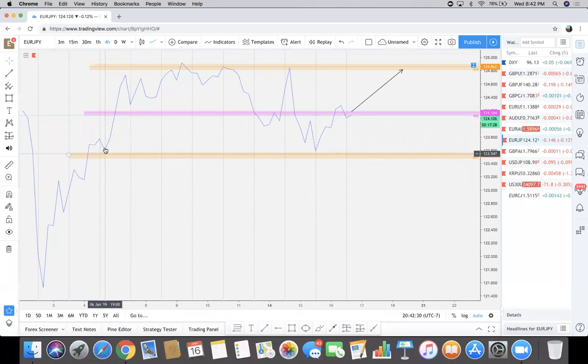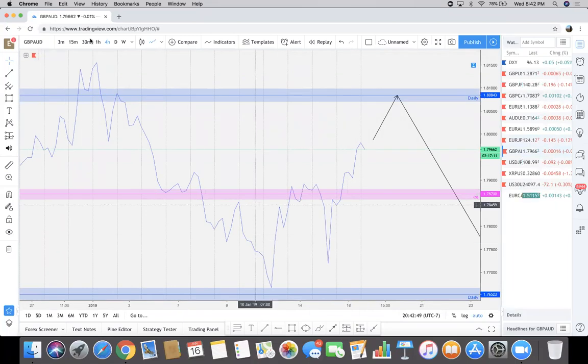So 1 tap right here, second and third tap for support, and we have 1, 2, 3, 4, 5, 6 taps to resistance right here. So we're bouncing off this support, and we are heading up towards this 124.862 level.